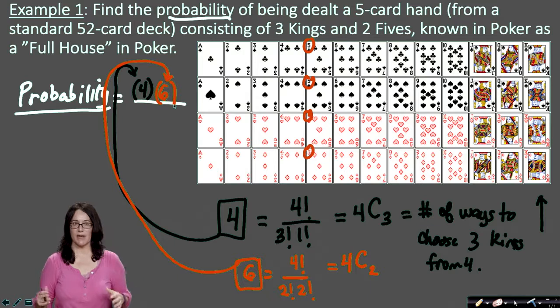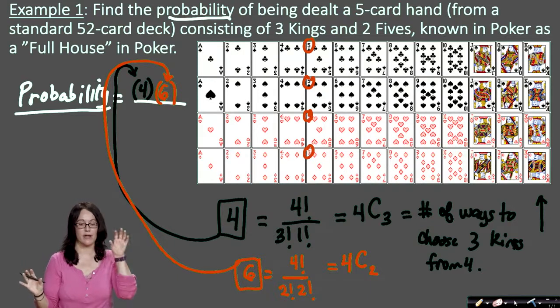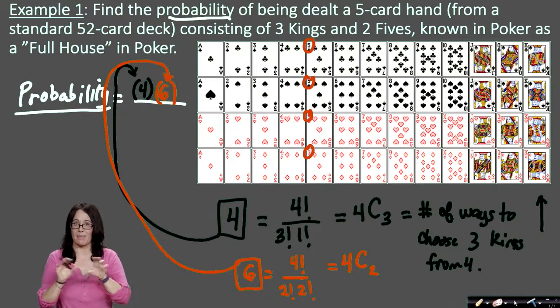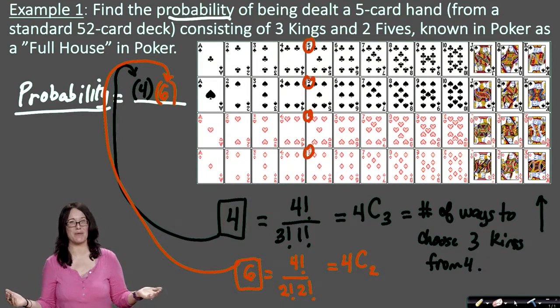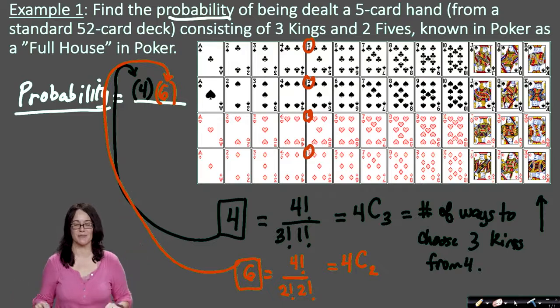So what we've done is we found out that for the numerator, we'll have 4 ways that we can select those kings, and we'll have 6 ways that we could select those 5s. Since we're doing both of them, and or both means multiply. So we'll have 24 ways that we can make that selection of 5 cards. But how many ways could we have selected 5 cards in general? Because that's how we get probability, right? Number of favorable over total number possible.